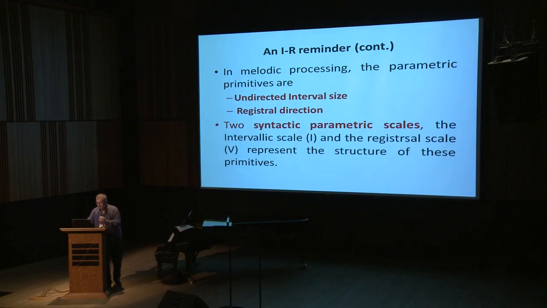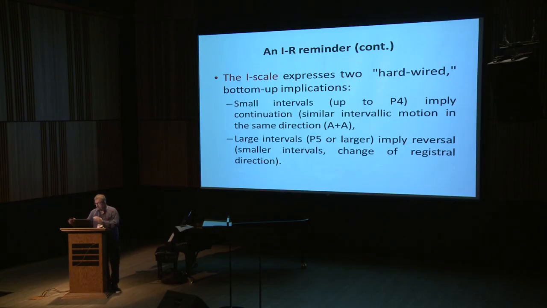And in melodic processing, as we know, there are two such primitives. Undirected interval size, that is interval size with no regard for direction, up and down, and separately register direction, the contour, the direction of melodic motion. And there are two syntactic parametric scales, the I scale, the intervallic scale, and the V scale, the vector scale, the register scale, which represent the structure of these primitives. And as we know, the main implications of these parameters are that small intervals imply continuation, that is similar intervallic motion in the same direction, while large intervals imply reversal, that is that the next interval would be smaller and in a different direction.